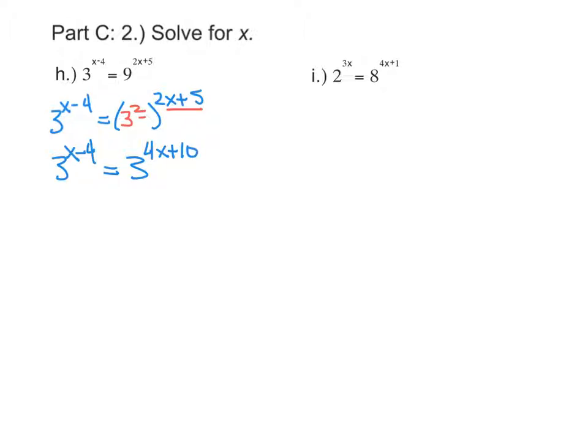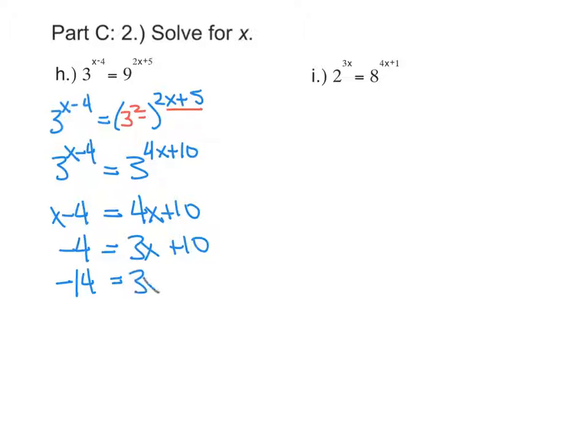Rewriting it this way gives me two exponential expressions that are equal to each other. They have the same base. That means that their powers have to be the same. X minus 4 has to equal 4x plus 10. Once we have that, we just solve it like normal. Subtract x from both sides, so I'll have 3x over here. Then subtract 10 from both sides, negative 14 is equal to 3x. And finally divide by 3, so x is negative 14 thirds.